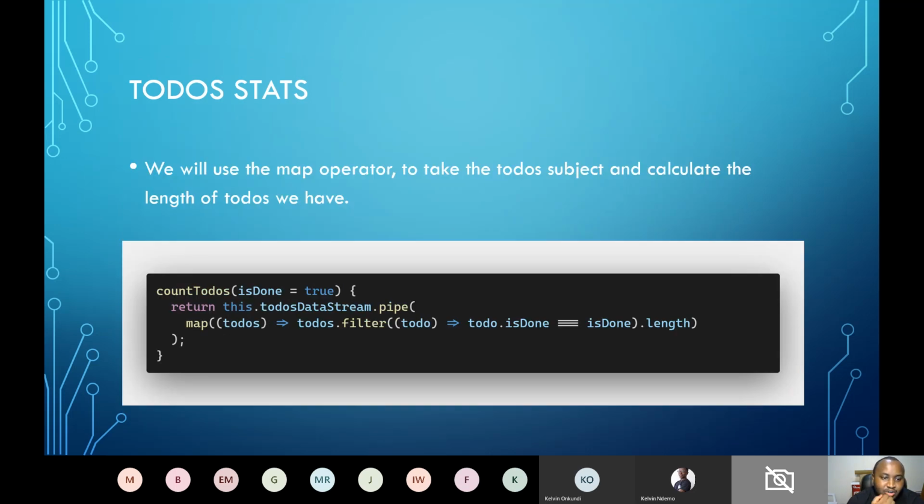So in the to-do stats component, this is in the service where I have added a method to count to-dos. It accepts an isDone parameter, which is a Boolean type and is true by default, so that if you don't pass anything, it defaults to true. In this case, we are just filtering the list of to-dos in our data stream and checking it against this done parameter passed as the argument to the count to-dos method. And then what remains, we can get the length of, so that we get the number of to-dos that are done or not done.